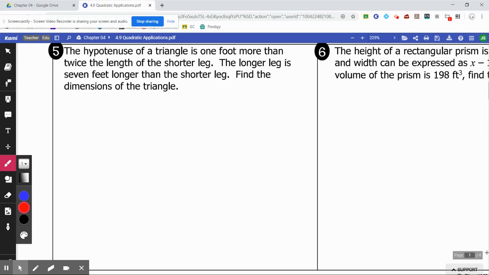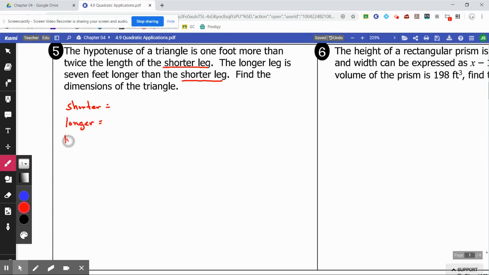Now, I want to point out something. The shorter leg is mentioned in both the other equations. That's going to be your unknown. So let's, well, we'll just write it like this. So you have 3 legs. You have the short leg. You have the longer leg.